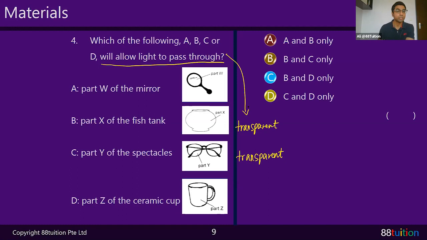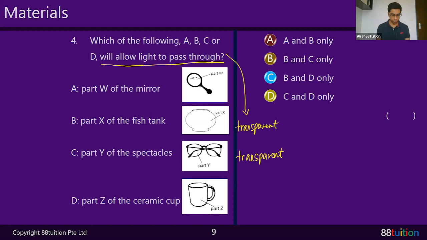You see, we can ask you, which of the following A, B, C, D is transparent? Finish. Or we can say, will allow light to pass through. It's the same meaning. We can use either or. So make sure you know that when we tell you will allow light to pass through, it means transparent. So you are already figuring it out.